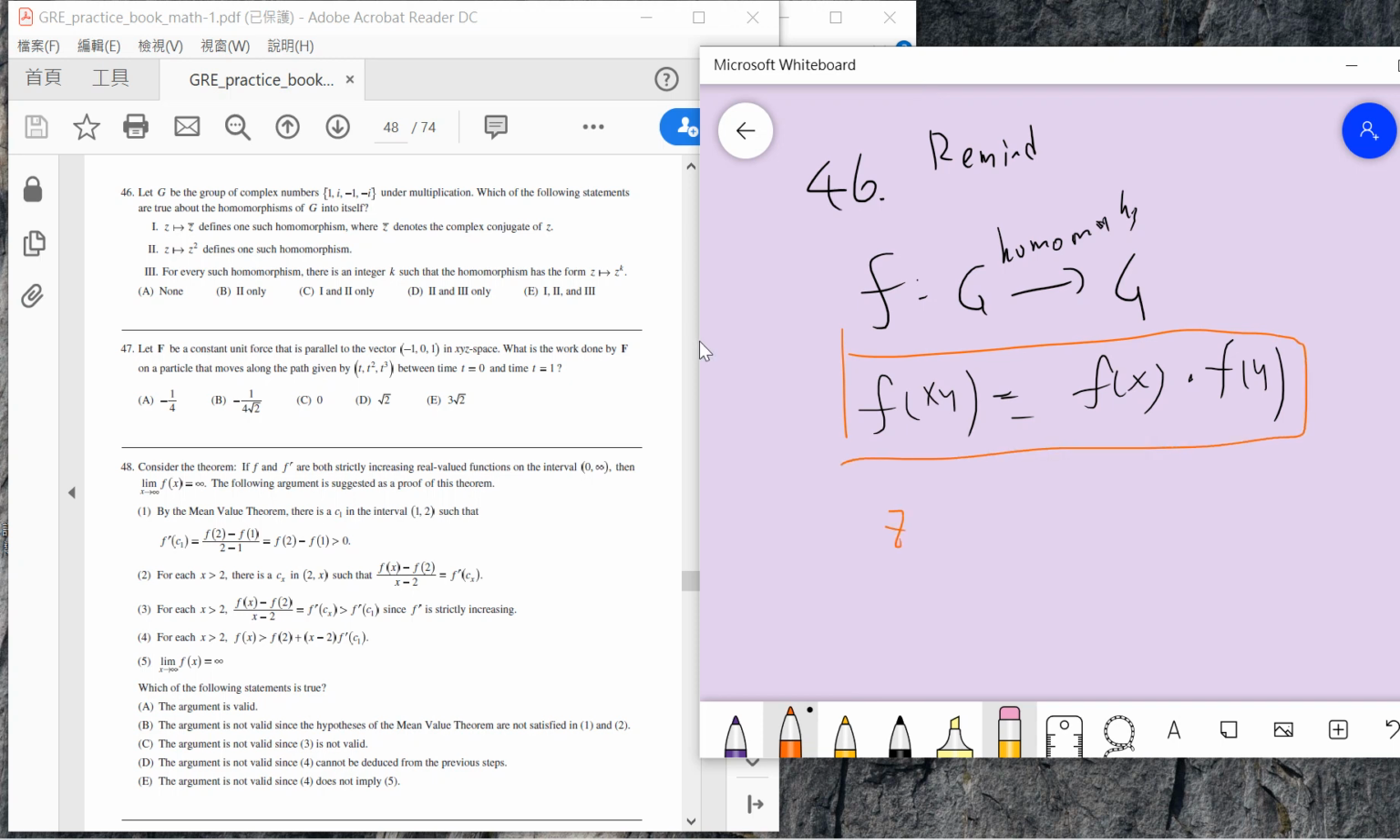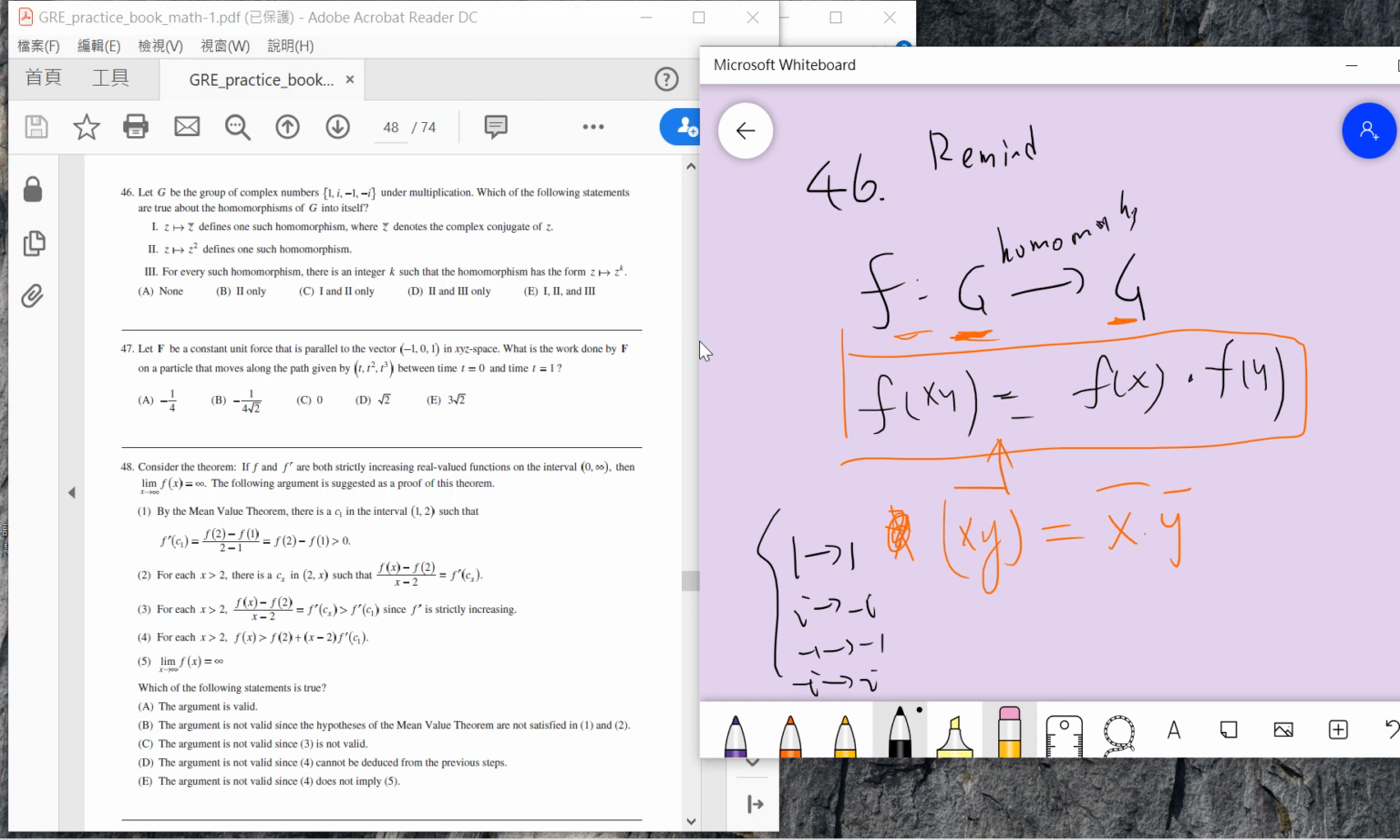Basically, since multiplication already has this property in A, because for complex numbers, the conjugate of xy is x bar times y bar, this property is already satisfied. So all we need to check is this map indeed sends elements of G into G. And this is easy because 1 maps to 1, i maps to -i, -1 maps to -1, and -i goes to i. So indeed every element in G is sent to an element in G. So the first one is correct.